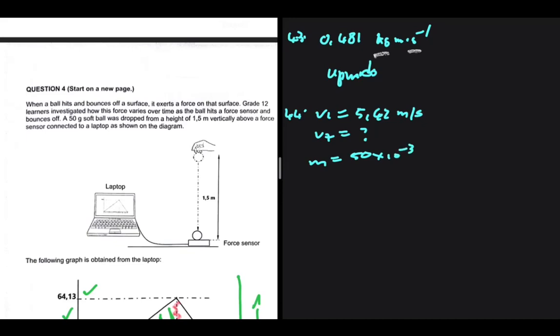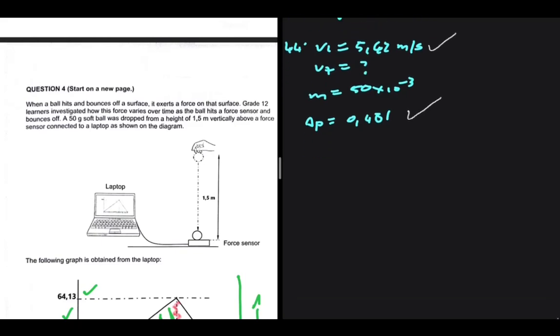We have the impulse. Delta P is equal to 0.481 upwards. So Vi is downwards, we can substitute it with a negative sign because it is downwards, and then the impulse is upwards, so we're going to substitute it with a positive sign. That's if we take up as positive. You can take down as negative, and you can take down as positive and do it the other way around. Anyway, so F net multiplied by the time is equal to the change in momentum. So what is F net multiplied by the time?